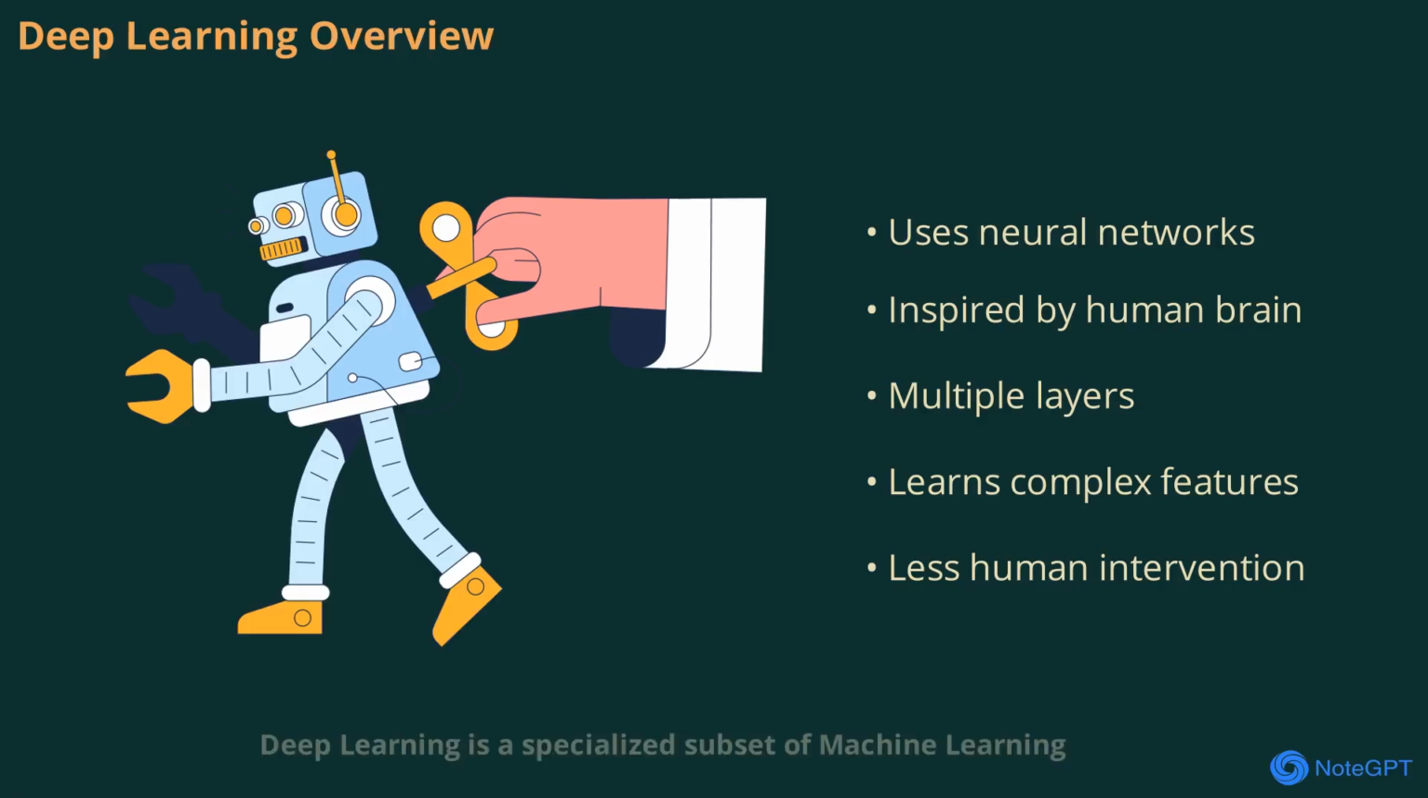Deep learning is a specialized subset of machine learning. It uses artificial neural networks inspired by the structure of the human brain. These networks consist of multiple layers, allowing them to learn complex features from raw data. Deep learning models require less human intervention for feature selection, as they can automatically extract relevant information. This makes them powerful for tasks that involve large amounts of data and intricate patterns. Deep learning is behind many advances in AI, including speech recognition, natural language processing, and advanced image analysis.